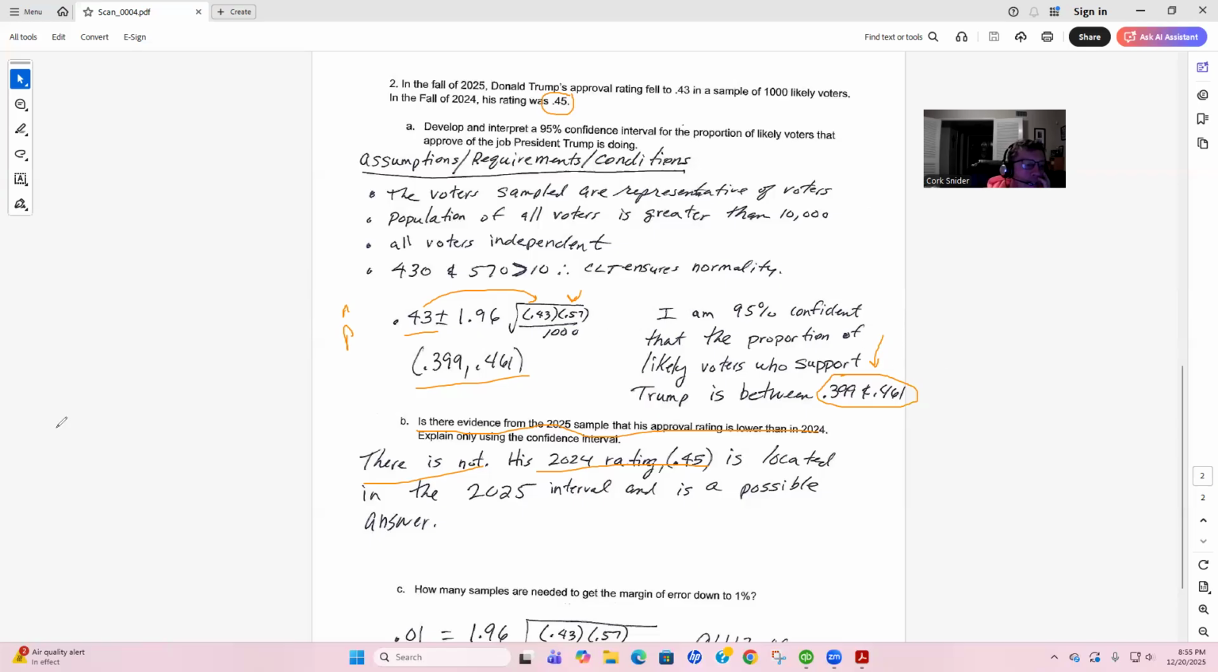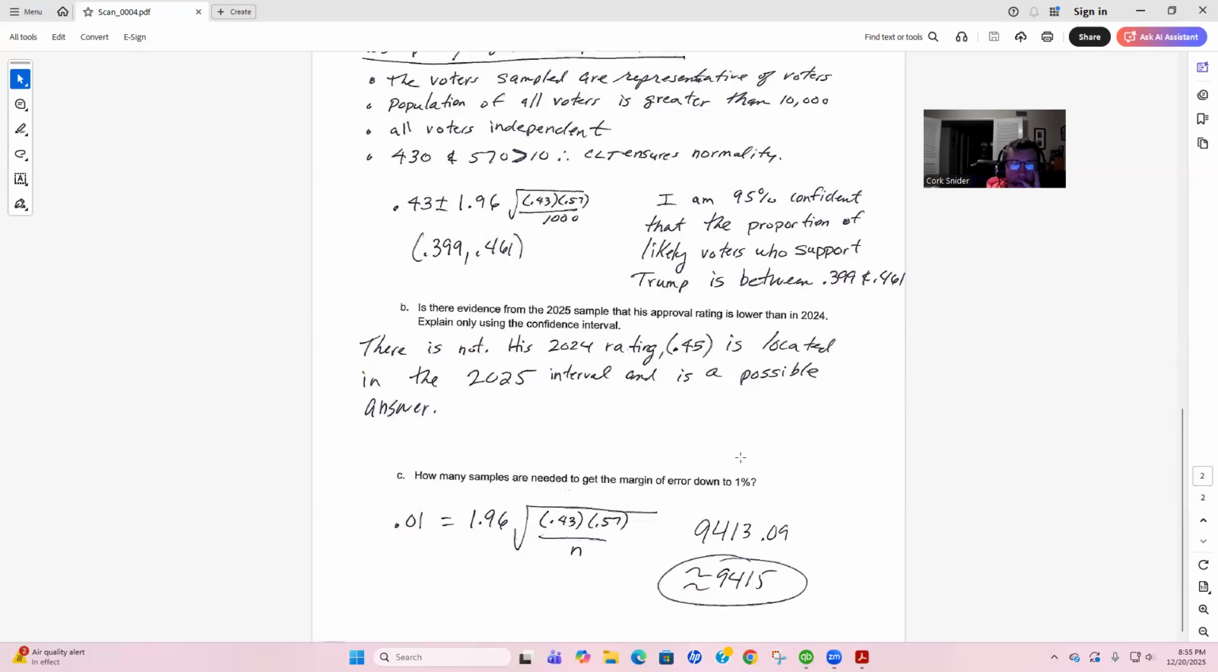Okay. And the next thing we're going to do is how many samples are needed to get the margin of error down to 1%. Well, it's going to be 0.01 equals 1.96 times the standard deviation, and you're going to be doing a ton of algebra on this. Comes out about 9,415. That's a lot of samples. Nobody's probably going to really do that in a professional setting. It's just too many people to ask. It's too time consuming. They stick with around 1,000, which provides about a 3% margin of error.